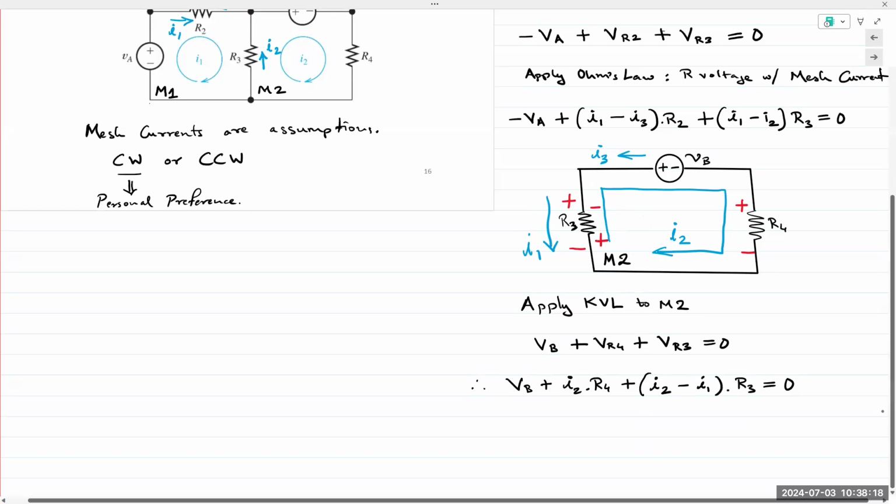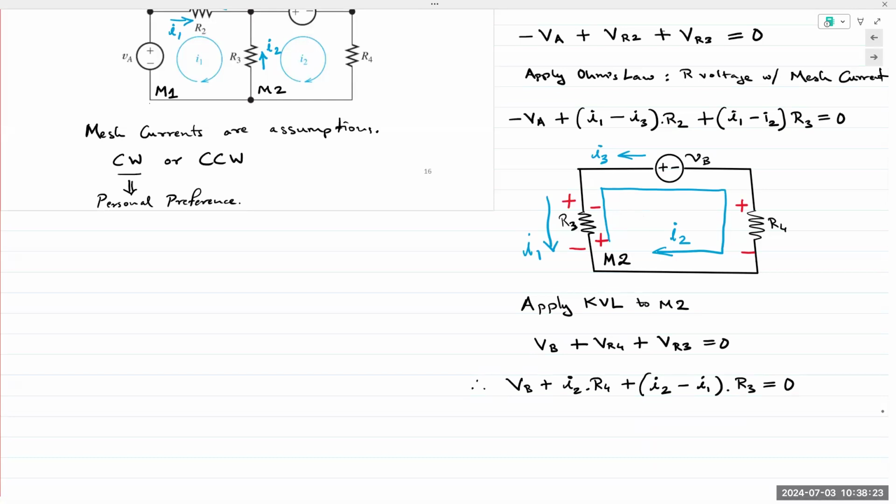Typically for consistency, I always choose everything as clockwise. So that keeps things simple. When I go into a mesh, the mesh current, when I apply the KVL, the current in that mesh will be positive. Anything outside and opposite will be negative. All right, any questions? Any questions from anyone?